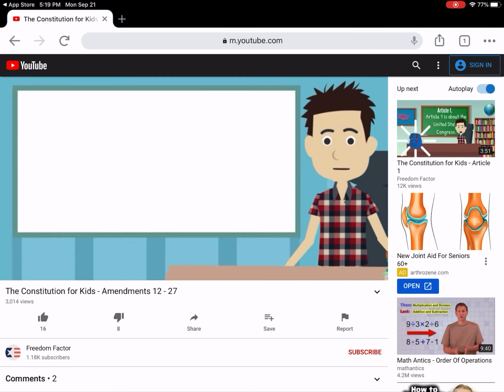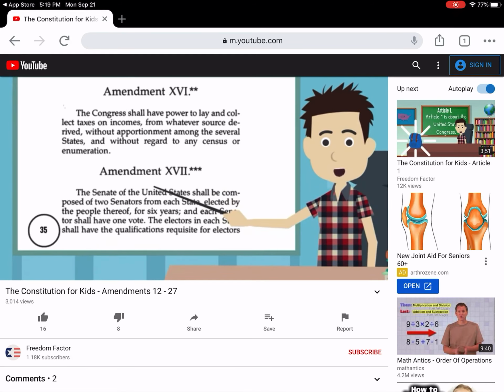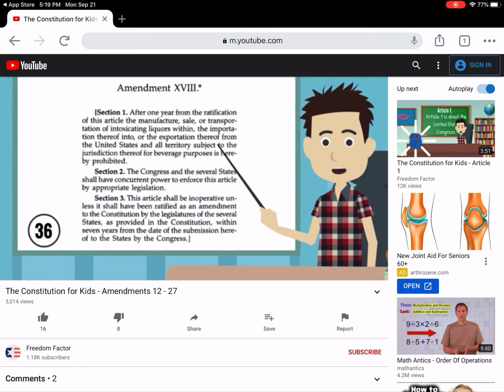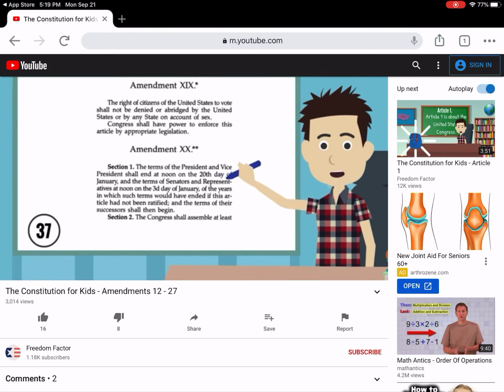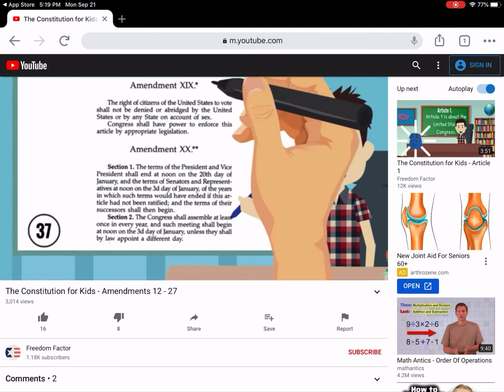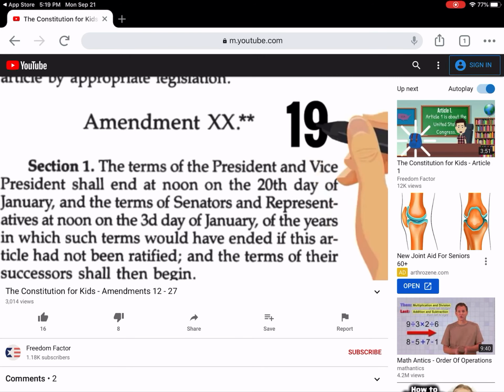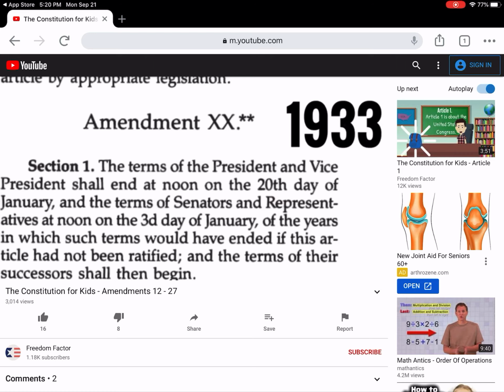Here we go. Do you see Amendments 16 and 17 on page 35? All right, now write 1913 next to both of them. These amendments were written the same year. Okay, I'll write it there. All right, now turn the page and write 1919 next to Amendment 18. Okay. Now on the next page, we have Amendments 19 and 20. Write 1920 next to Amendment 19. Okay. And then next to Amendment 20, write 1933.